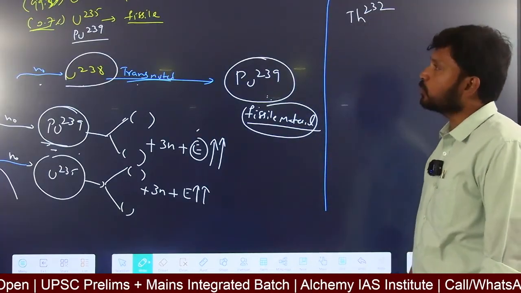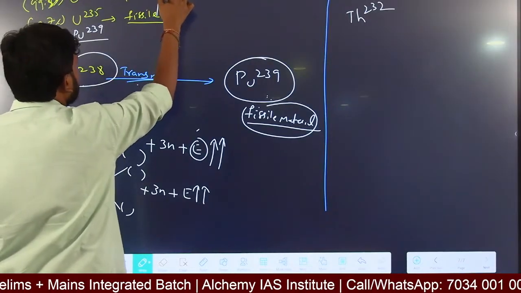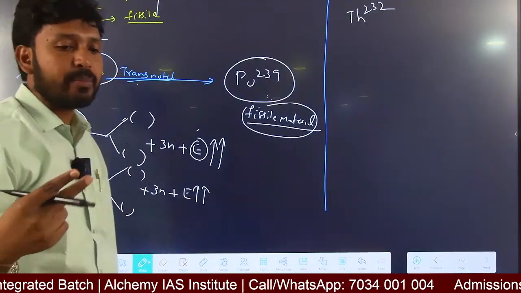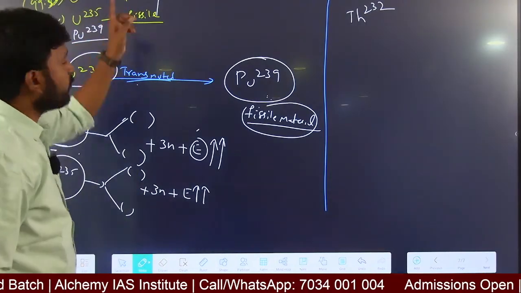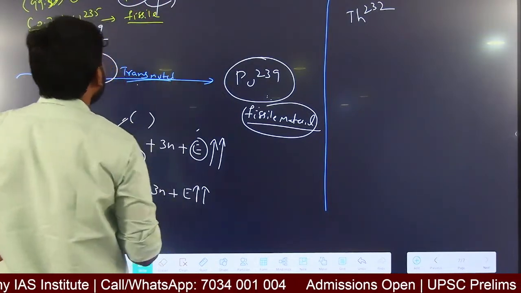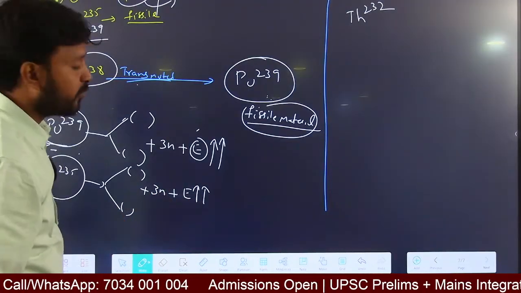So this thorium 232 is also an example of a fertile material. Fertile material is thorium 232. So I have told you two examples of fertile materials. What are these two examples? One is thorium 232 and the second one is uranium 238. These are the two examples of fertile materials.